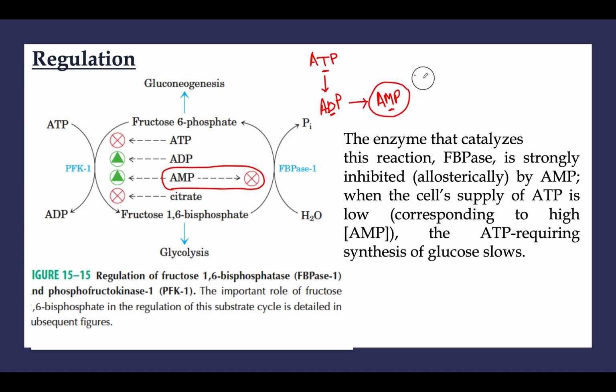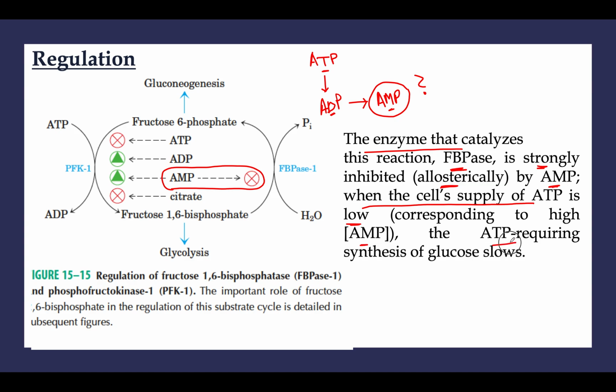And the question is, why? I have written the answer here. The enzyme that catalyzes this reaction, that is fructose 1,6-bisphosphatase, is allosterically inhibited and strongly inhibited by AMP. And why? Because when the cell's supply of ATP is low, you already know that AMP levels will be high.